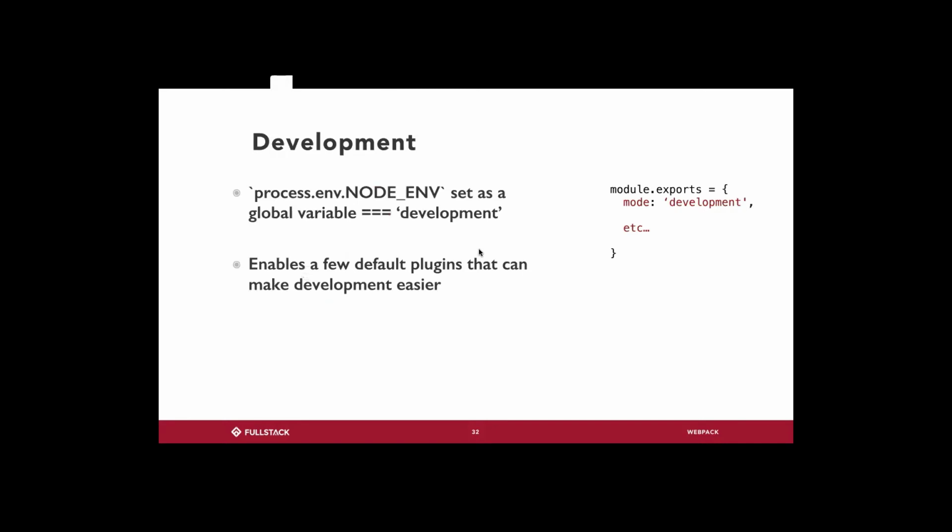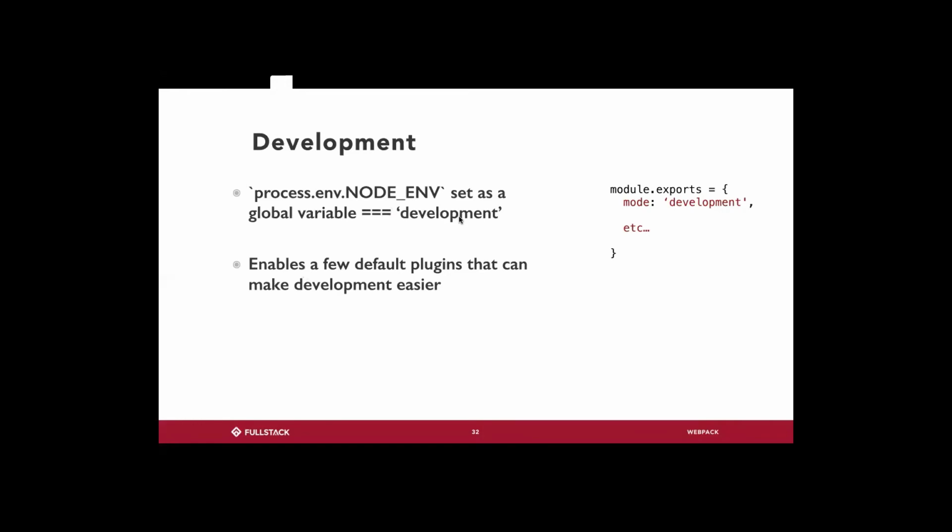So when your mode is development, this means that you will have a global variable in all of your modules, process.env.NODE_ENV, and it's going to be the string development, the same way that it would be in Node. This is really cool, because when Webpack is compiling your code, even though you don't actually have anything in your scope called process.env.NODE_ENV, it will find that pattern and just replace it with the string development at compile time.